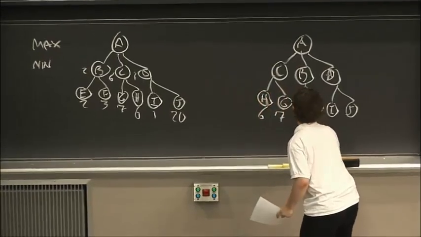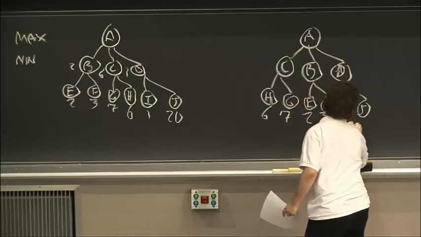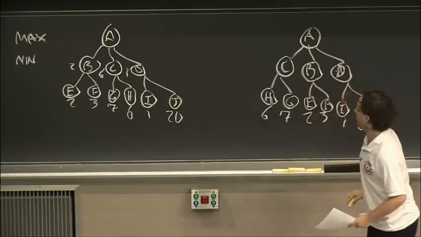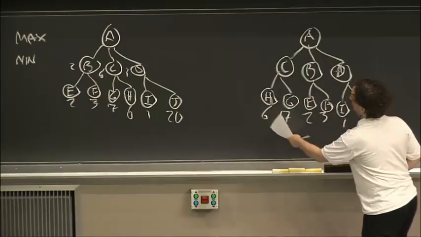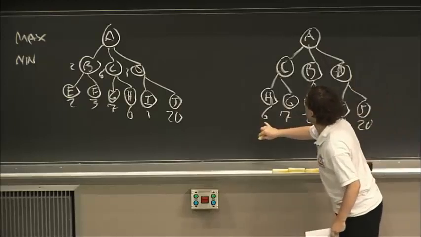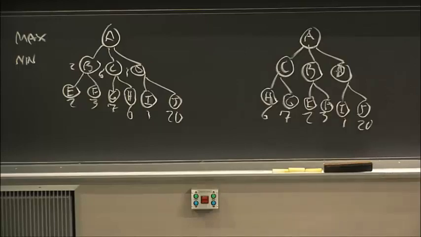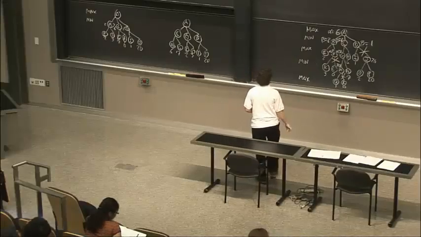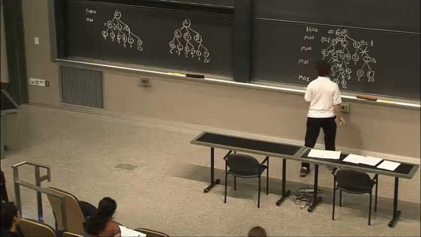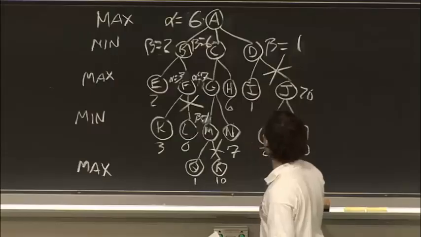We have 6, 7, 2, 3, 1, 20. All of the minimizers choose from smallest to highest. The maximizer chooses from highest to lowest of the one that the minimizers will take. And if we did that, you can see we would probably save some time. Let's see how much time.